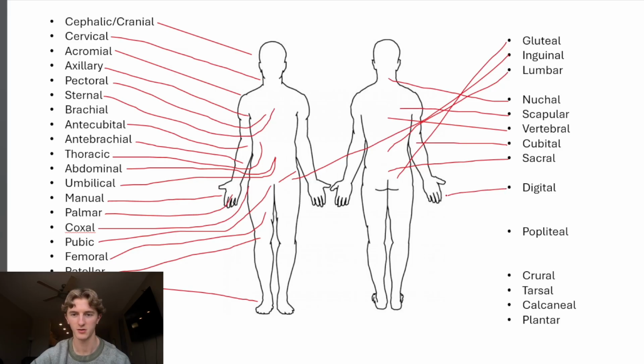Digital is going to be referring to either your fingers or your toes, so both the fingers and the toes are called the digital region. Popliteal refers to the posterior part of the knee, so again patellar is the anterior part of the knee, whereas popliteal is the posterior part. Crural is just referring to the entire distal portion of the leg, so from the knee down to the foot. Tarsal is going to be referring to the ankle. Calcaneal is going to be referring to our heel specifically. And finally, plantar is simply the bottom of our foot. So plantar is like palmar for the hand, but plantar is for the foot, obviously.